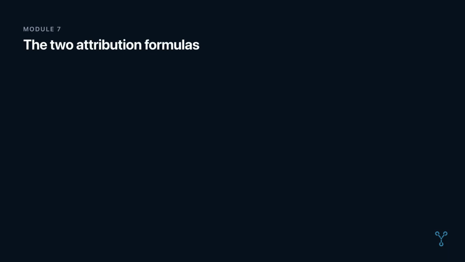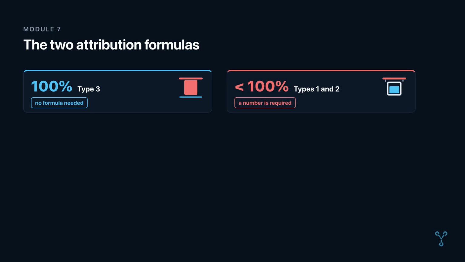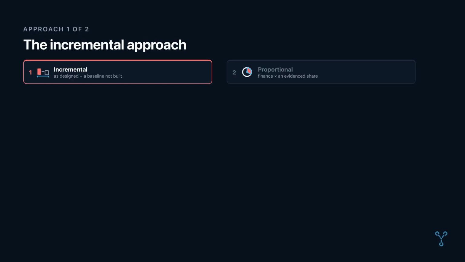Module 7. The two attribution formulas. Type 3 activities are attributed at 100%, so no formula is needed. For Type 1 and Type 2, adaptation finance is less than 100%, and the methodology offers exactly two ways to arrive at the number. The first is the incremental approach.